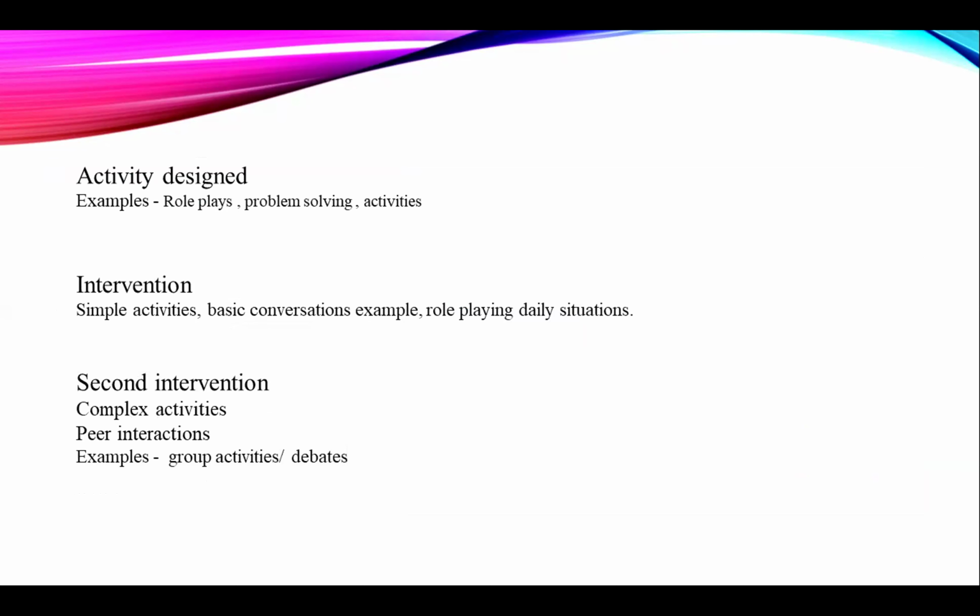Activity design. First intervention: simple activities, basic conversations, role playing daily situations, role plays and problem solving activities. Second intervention: complex activities, peer interactions, group activities and debates.